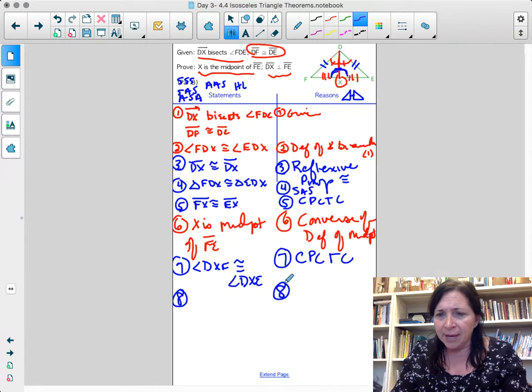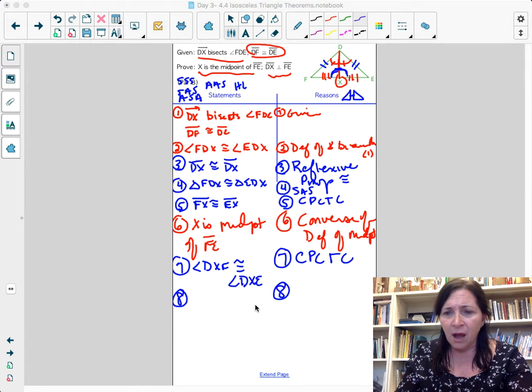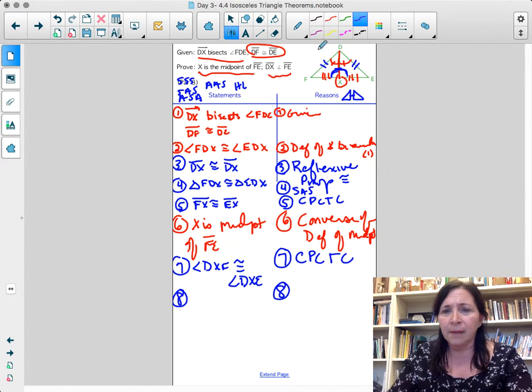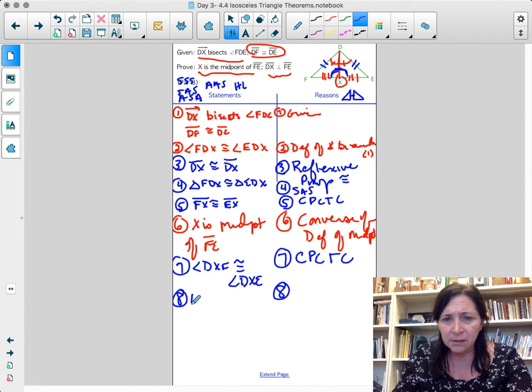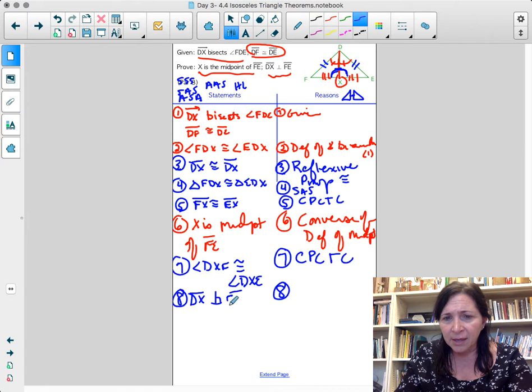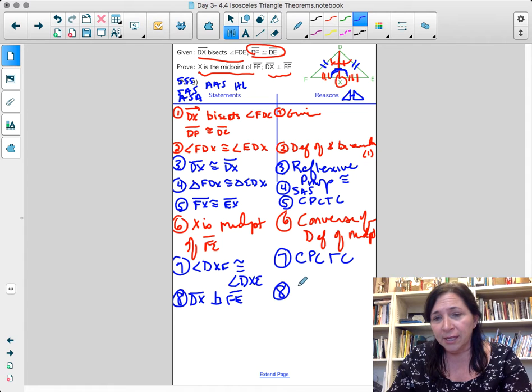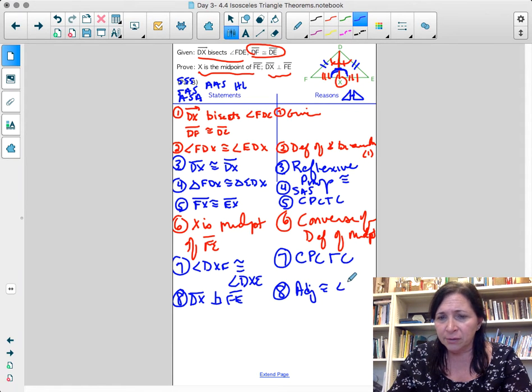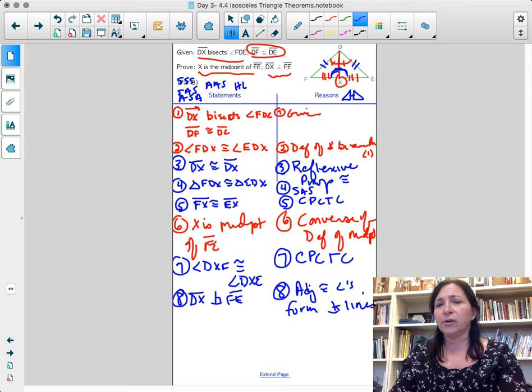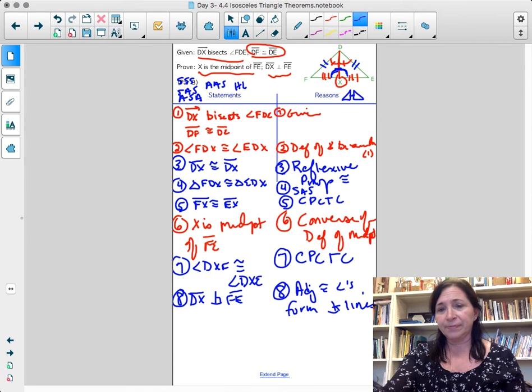For step number 8, and my last step for this, I would say that DX is perpendicular to FE, and the reason for this would be congruent, adjacent, congruent angles form perpendicular lines. And that's the converse of the perpendicular line theorem. Okay, cool.